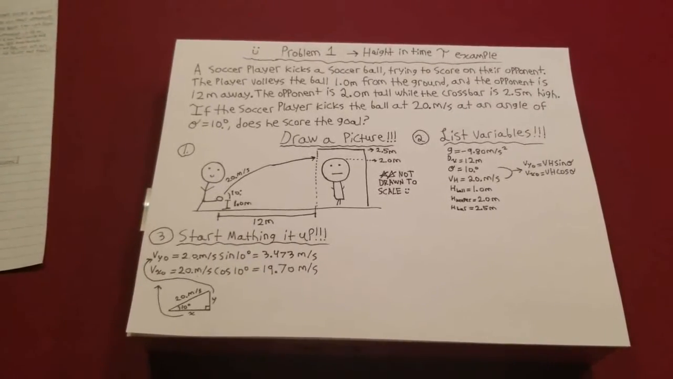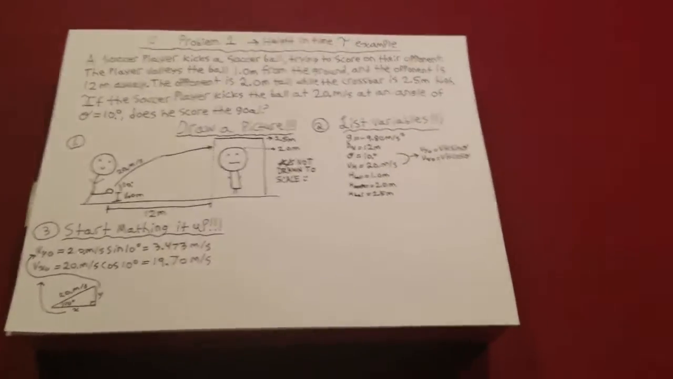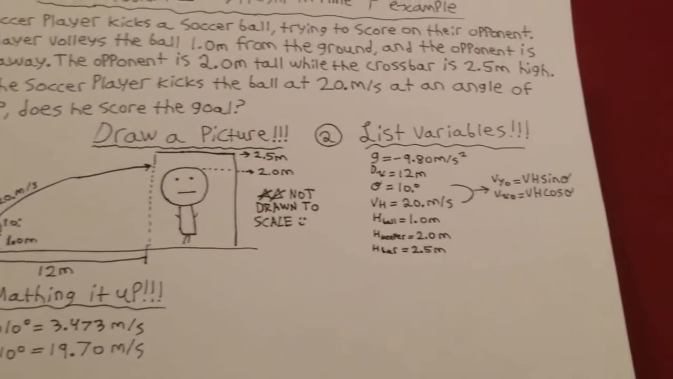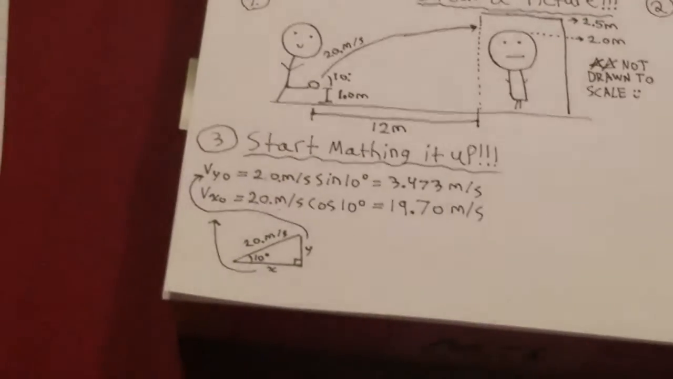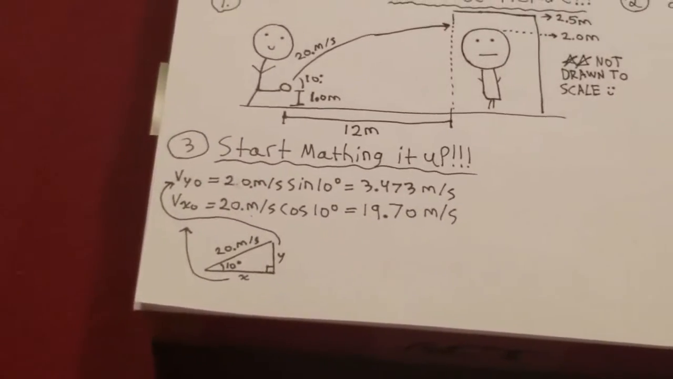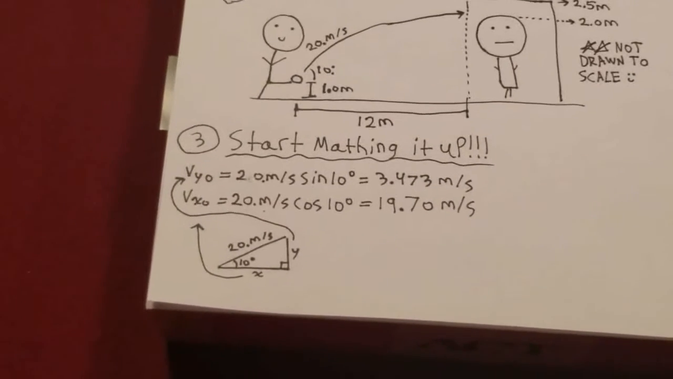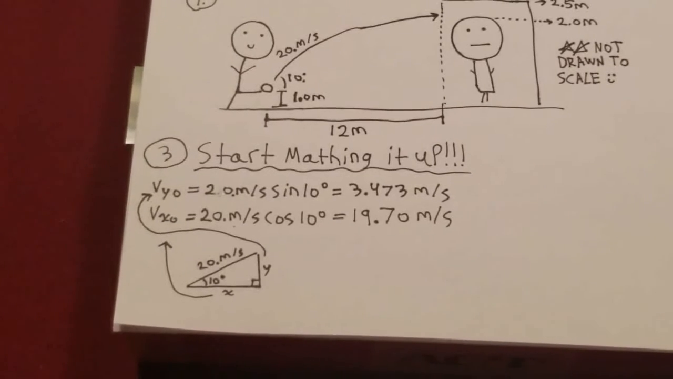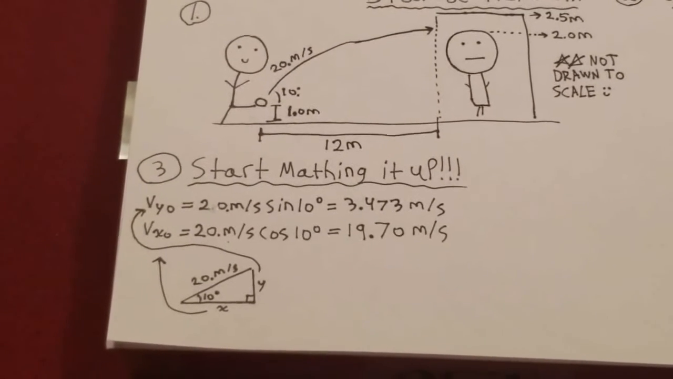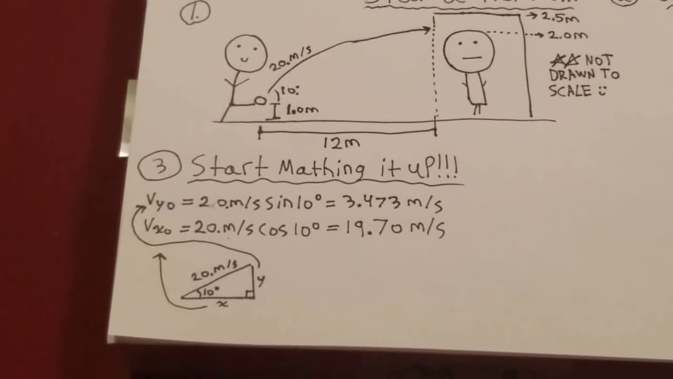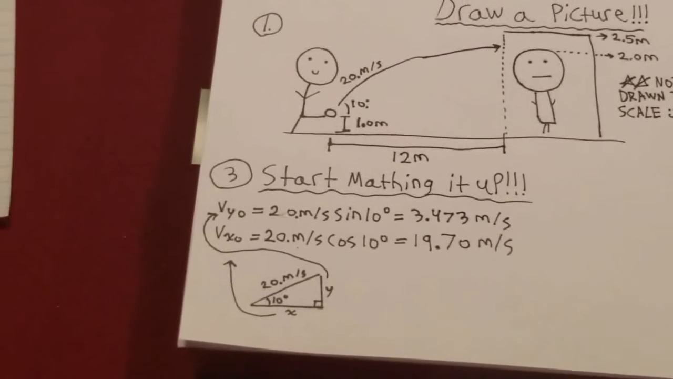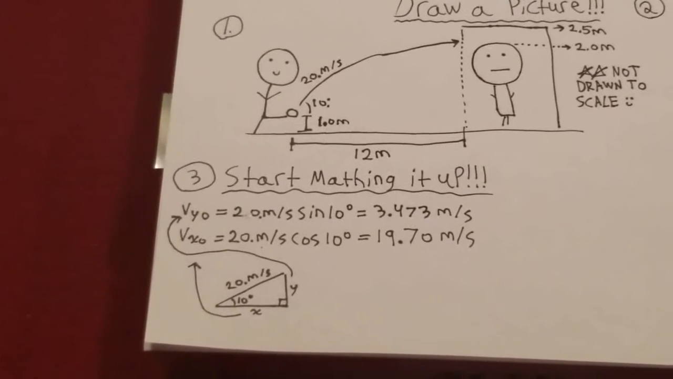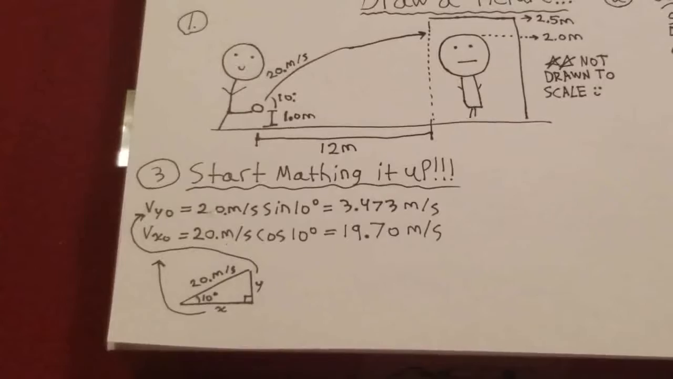Alright, we are ready to solve the problem now. We are going to find initial velocity in the y and x direction using our degrees and initial velocity. So, using trigonometry in the triangle, we can find out the initial velocity in the x and y direction. So the initial velocity in the y direction is 20 meters per second times sine 10 degrees equals 3.473 meters per second. Our velocity in the x direction equals 20 meters per second times cosine 10 degrees equals 19.70 meters per second.